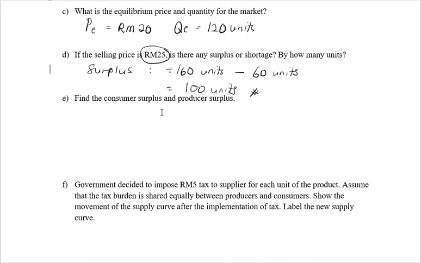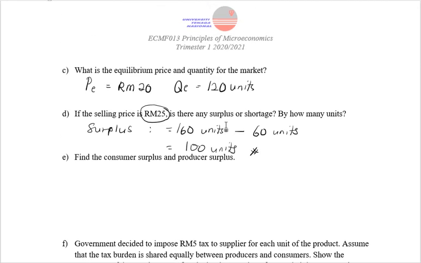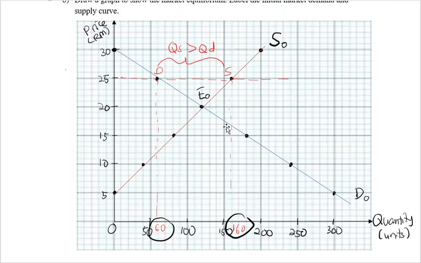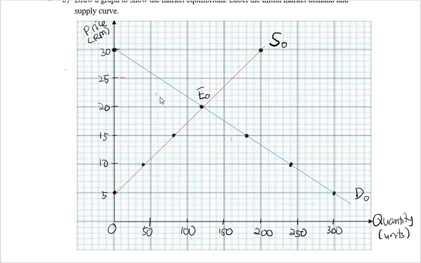Okay, next is for you to find the consumer surplus and producer surplus. So you still remember your consumer surplus and producer surplus is actually the triangle area below the demand curve. Meanwhile, the producer surplus is the triangle above the supply curve. Okay, so I'm going to clear the graph first so that you can see clearly. So, this is your equilibrium, 20 ringgit.